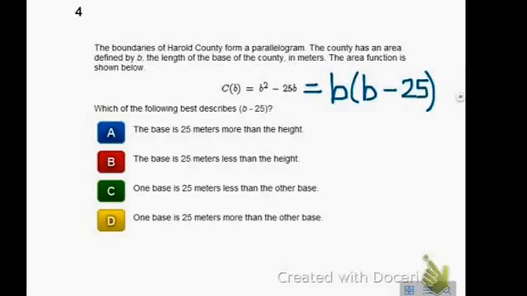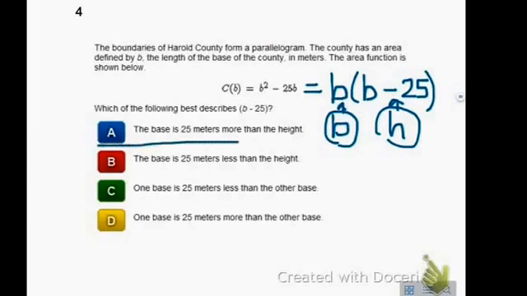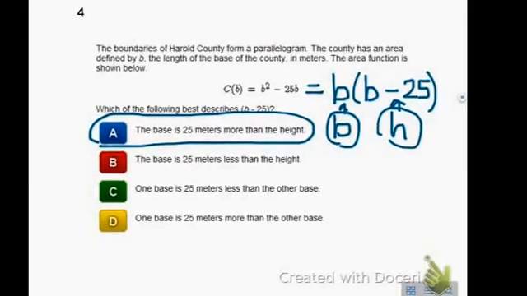And to find the area, I multiply the base times the height. So I know if the base is B, the height is the base subtract 25. So that would mean the base would be bigger than 25 meters, bigger than the height. So it says A, the base is 25 meters more than the height. That would be true there because you have to take 25 away from the base.